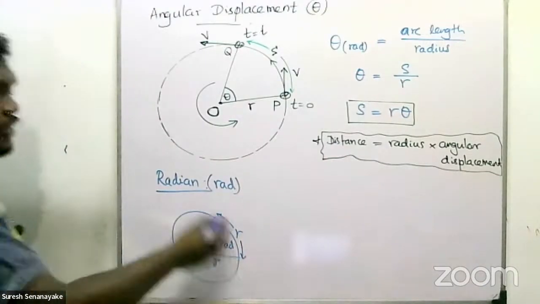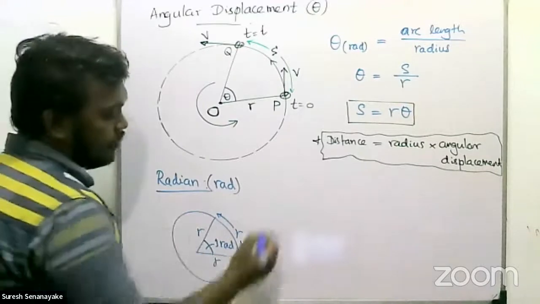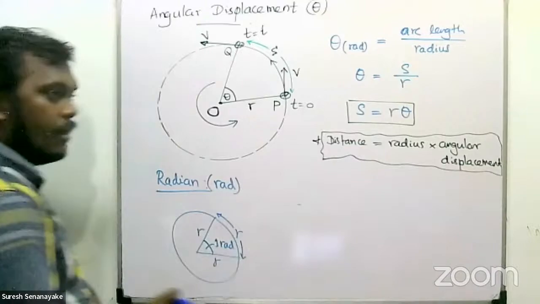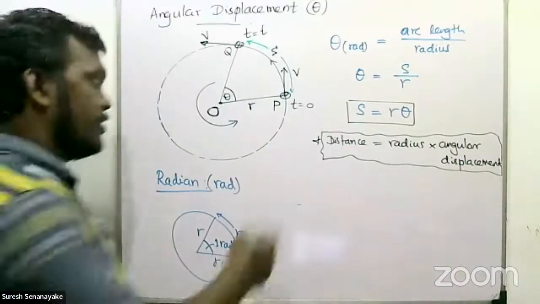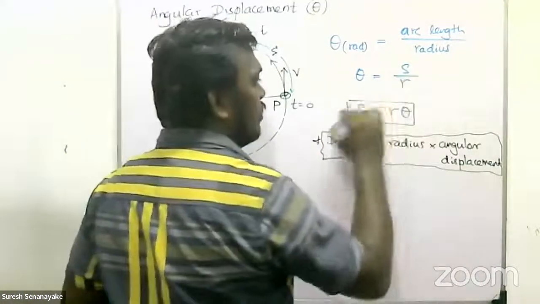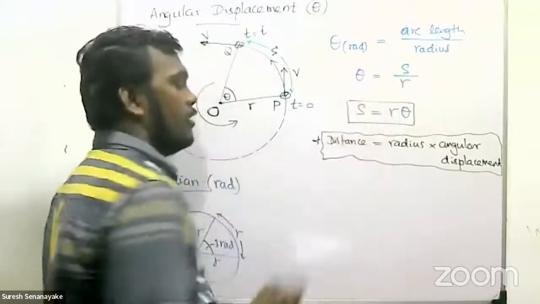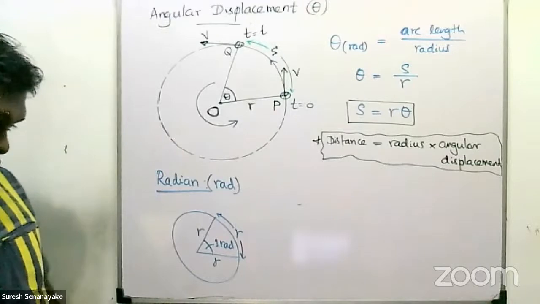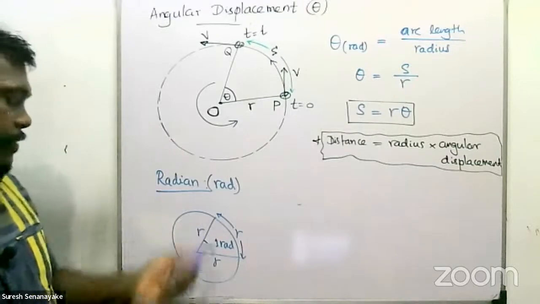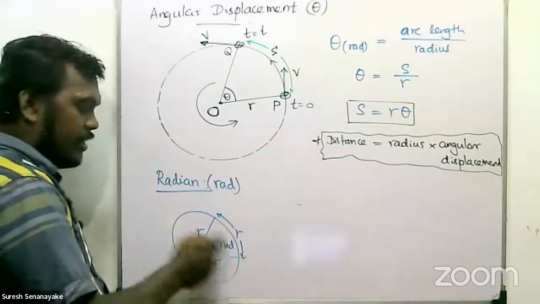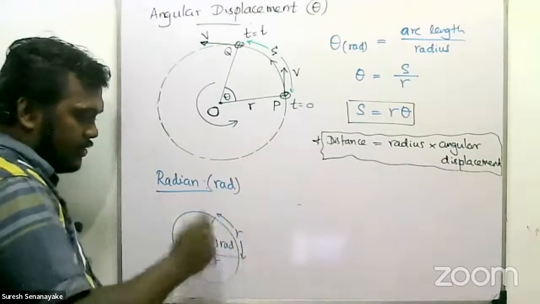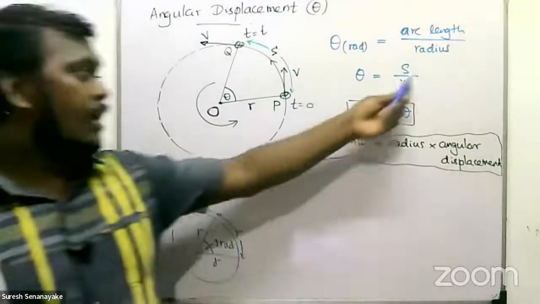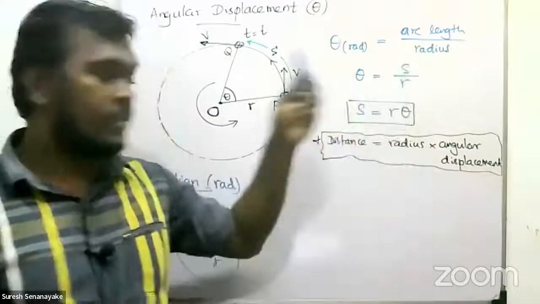We know that the circumferential length is 2 pi r. So 2 pi r is the arc length, divided by the radius, should equal this theta in radians, right? First you draw this one. So 1 radian is defined like this. It's r, and its arc length is also equal to r. According to this equation, the arc length is r and r, so this theta equals 1 radian.